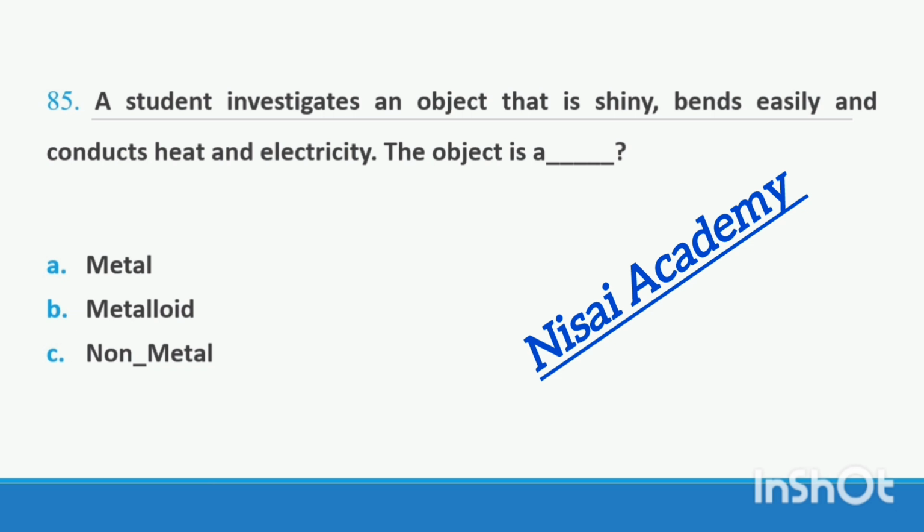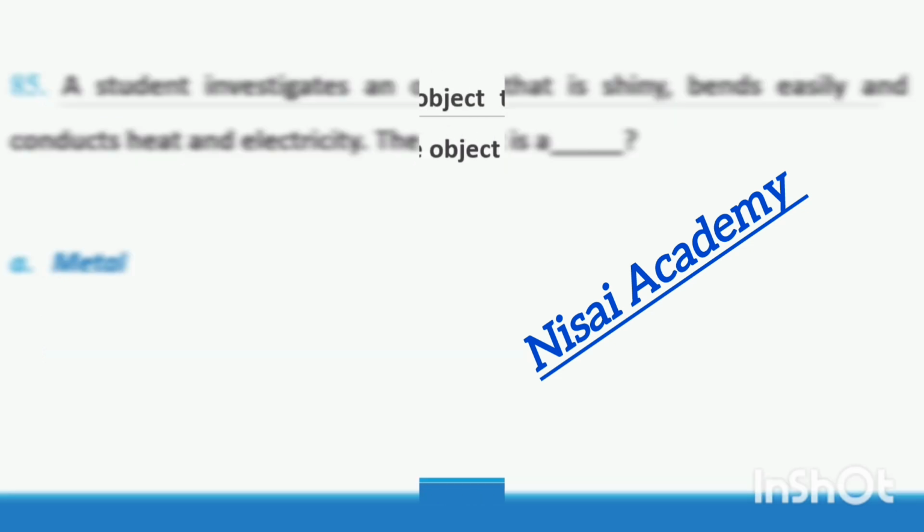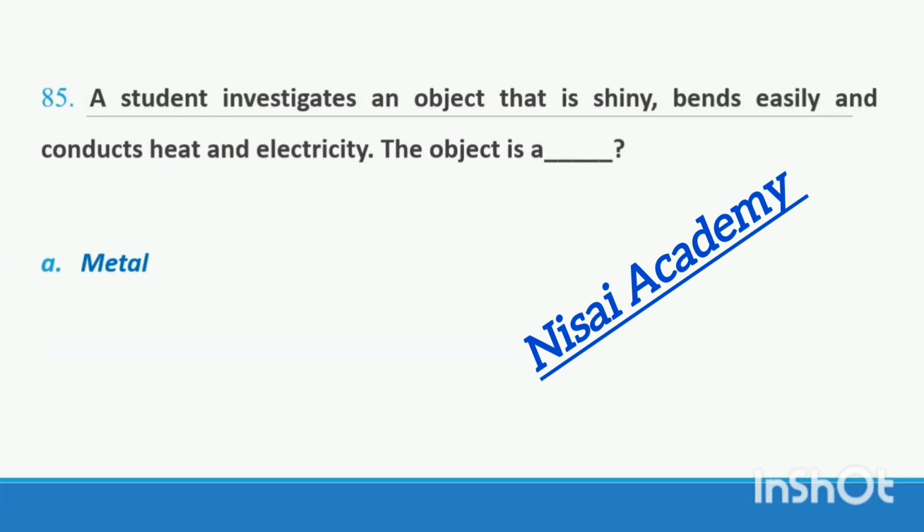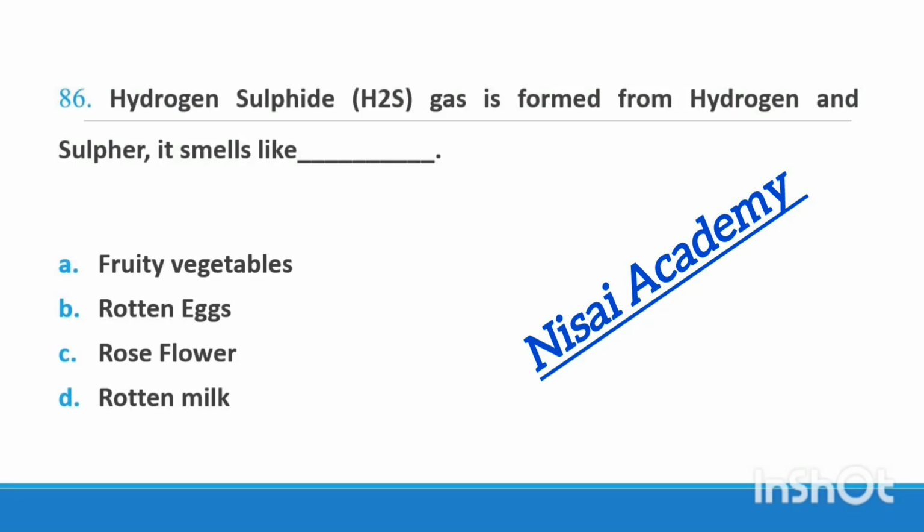Question 85. A student investigates an object that is shiny, bends easily and conducts heat and electricity. The object is option A metal, option B metalloid, option C non-metal. The object is a metal. Right, option A.